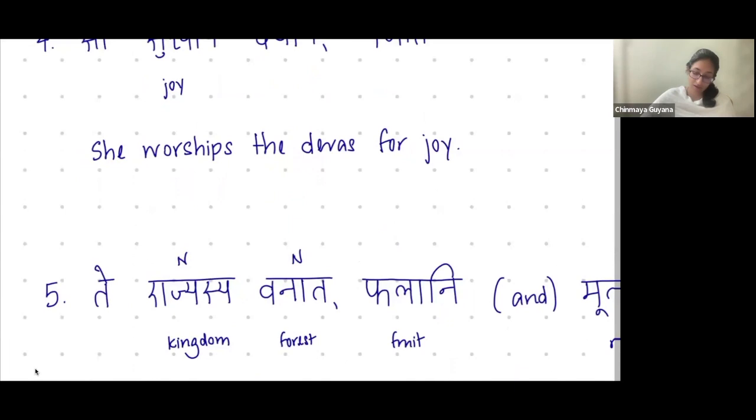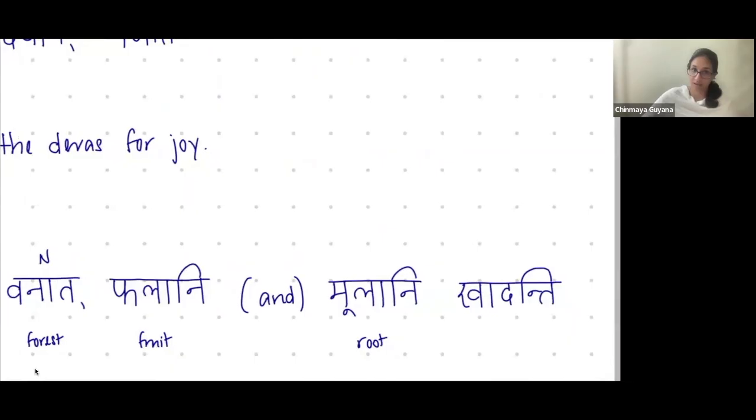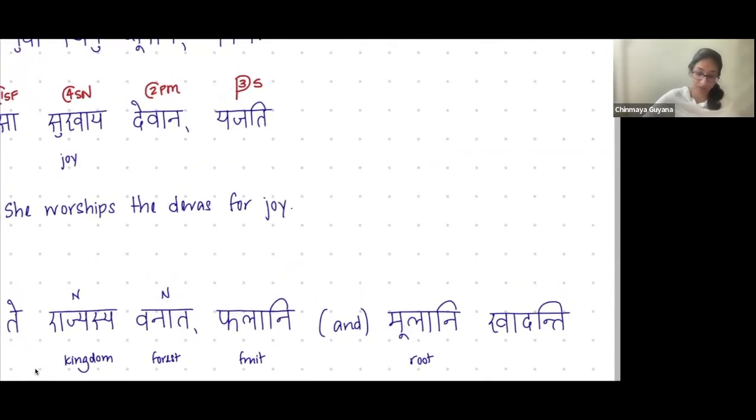Te rajyasya vanat phalani mulani khadanti. What is our verb? Khadanti. Trick: look at the end and see if the verb is there. You should also read the whole sentence because there may be more than one verb. Right? Khadanti is third person plural. Khadanti is they eat. That means my subject is going to be plural. What is my subject? They.